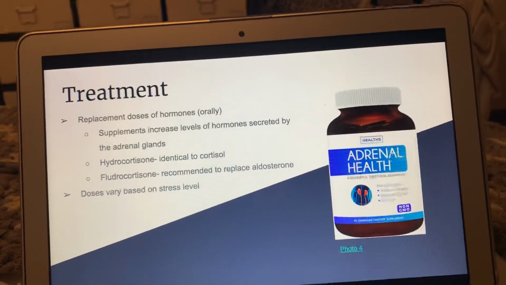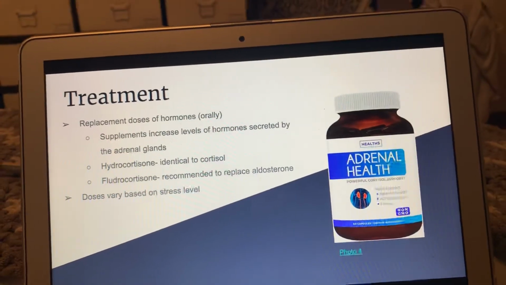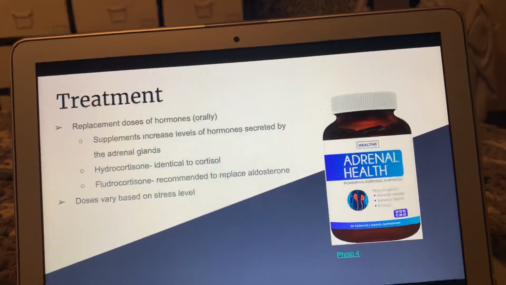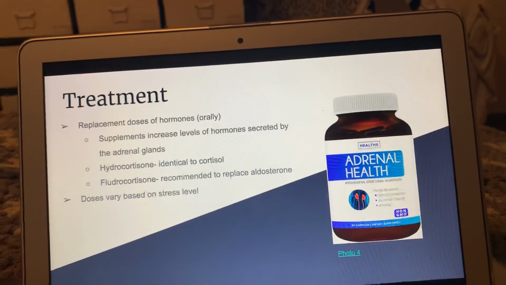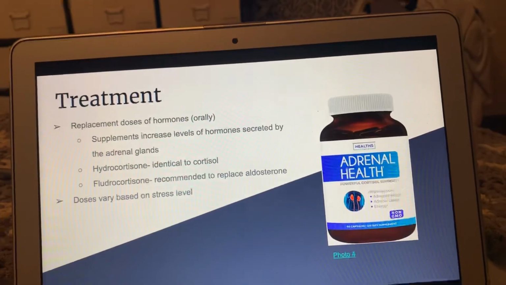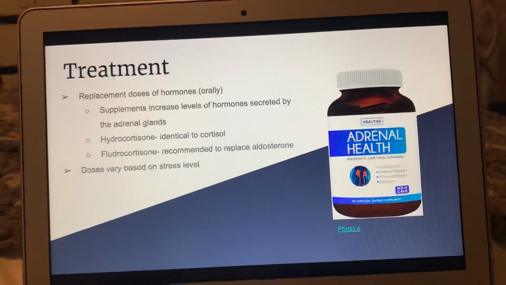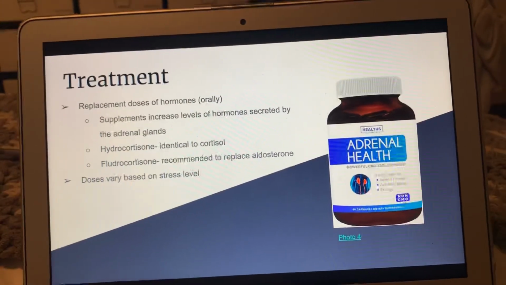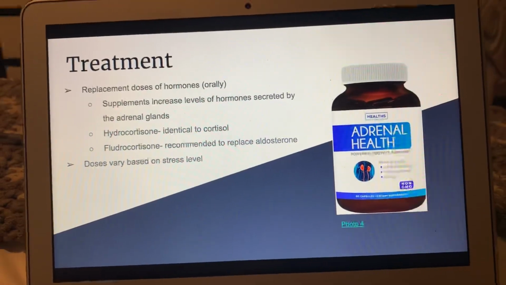And some people may experience complications such as, well, fludrocortisone can cause hypertension, but it can be treated by reducing the dosage. Like I mentioned, not everybody takes the same amount of supplements to help their adrenal glands create these hormones again.